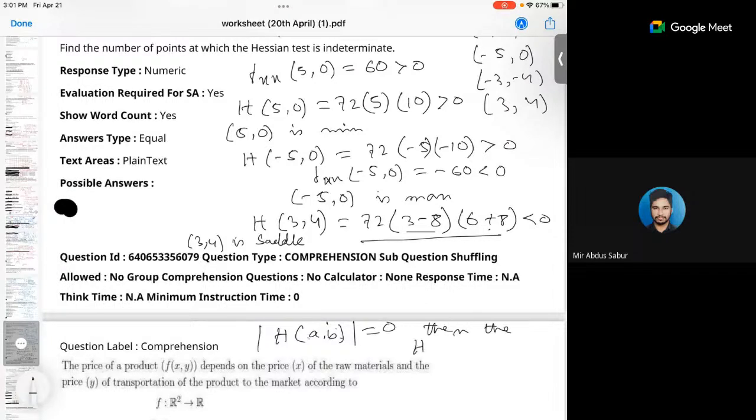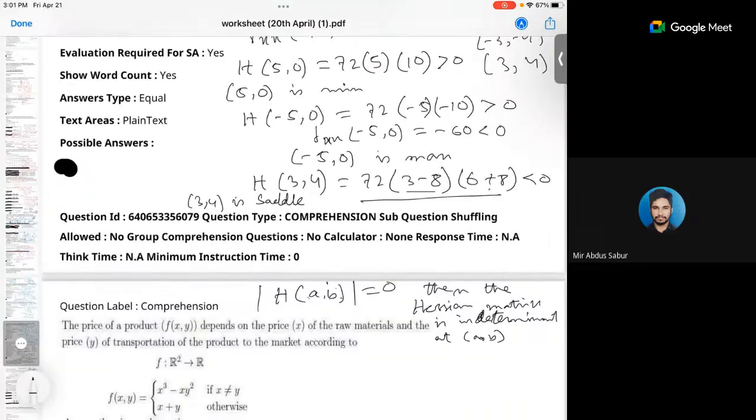Then the Hessian matrix is indeterminate yet. Now for 8 minus 3 minus 4, what will you get? It will be 72 minus 3 plus 8 and minus 6 minus 8. So this part is negative and all is positive. So it will again be less than 0, negative, right? So minus 3 minus 4 is also a Hessian saddle point.